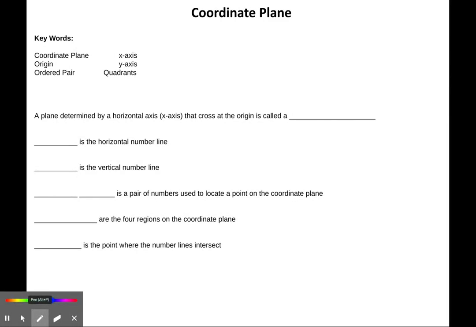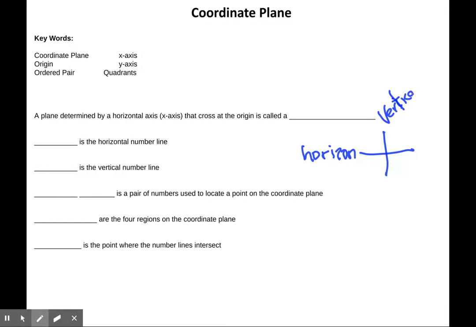So the first one is a plane determined by a horizontal axis. Basically it looks like a plus sign, and you've got two lines. You've got one that's on the horizon, and you've got one that's vertical. The one that's on the horizon is your x-axis, and the one that's vertical is your y-axis. You've got to know the difference between these two.